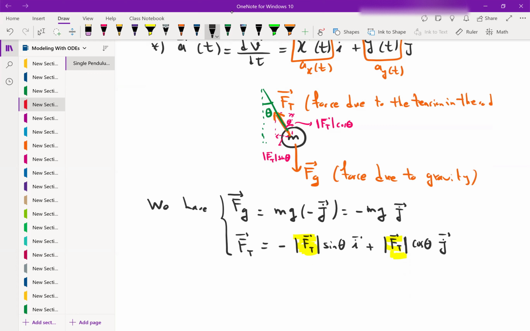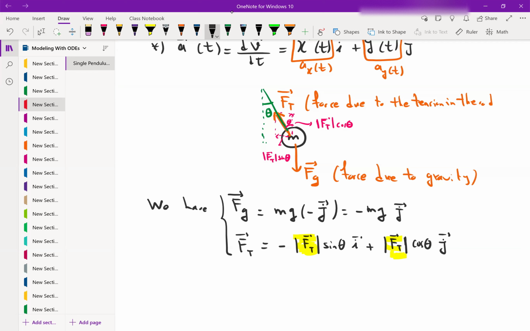Please, in private, convince yourself that the formula that I wrote also holds if the mass m is to the left of the vertical line. The way I drew the picture, the mass m is to the right of the vertical. But the same thing will work if the mass m is to the left of the vertical because of the convention we had for theta. All right, so far so good.